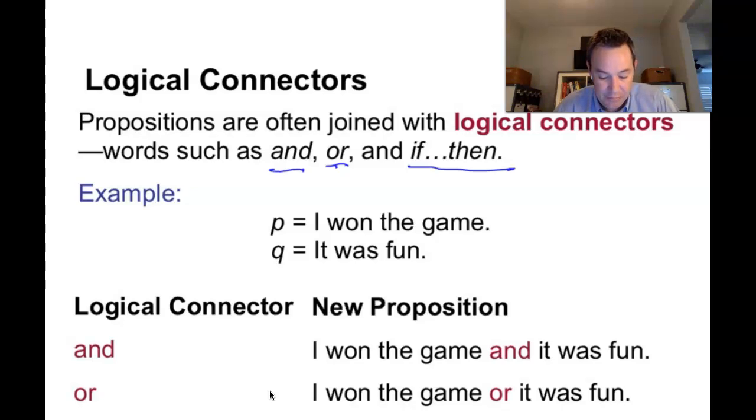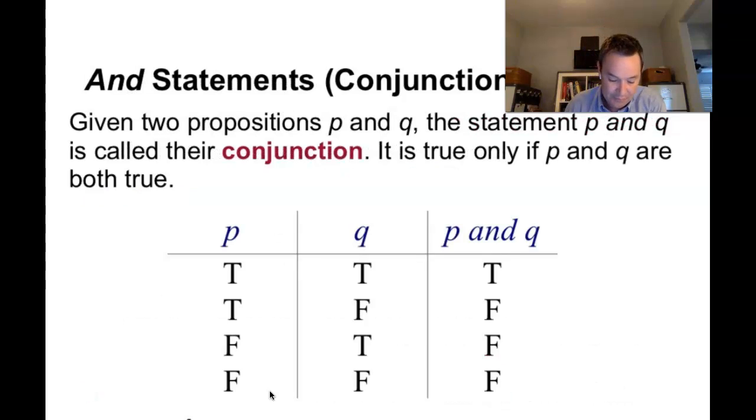All right, so we let P represent I won the game, and Q represents it was fun. So we can make new propositions out of that. I won the game and it was fun. I won the game or it was fun. If I won the game, then it was fun. So these have their own set of rules that we're going to look at. And you kind of have to let intuition go for a few of these and just understand, hey, these are the rules to the game. This is how it is. So AND statements.